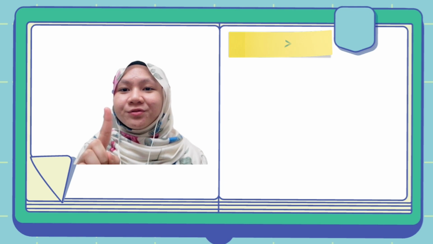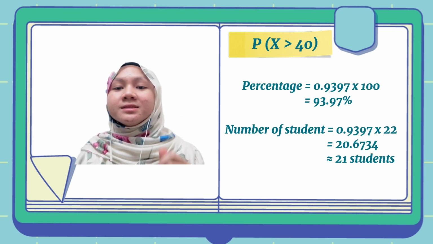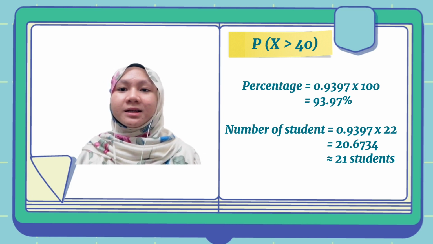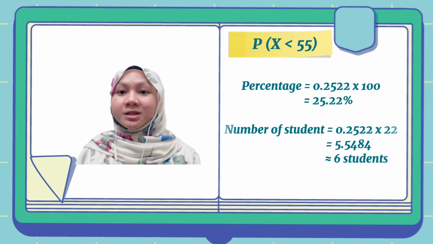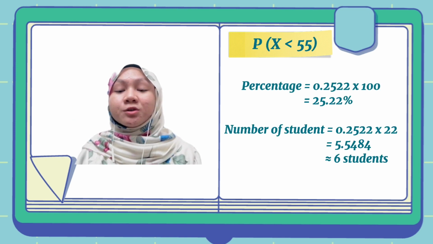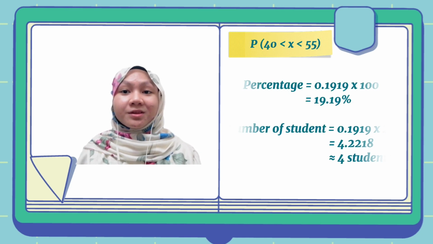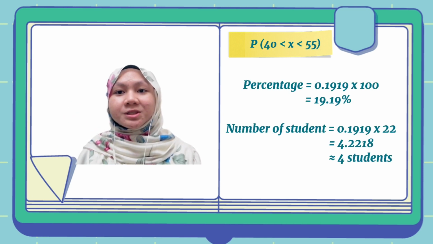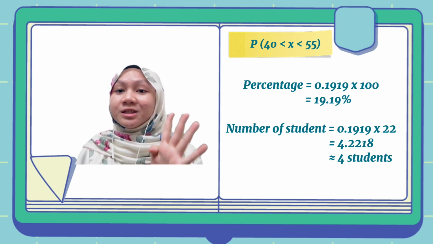From the first picture, the percentage of students that got above 40 marks is 93.97%, and there are 21 students in total. From the second picture, the percentage of students that got below 55 marks is 25.22%, and there are 6 students in total. Lastly, from the third picture, the percentage of students that got marks above 50 but less than 55 is 19.19%, and there are 4 students in total.